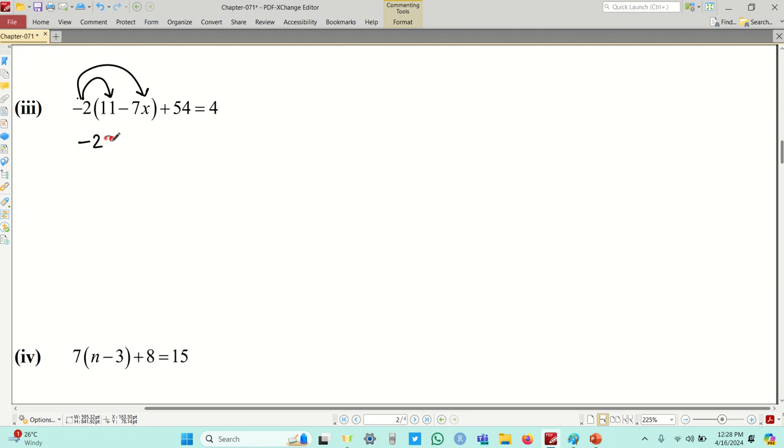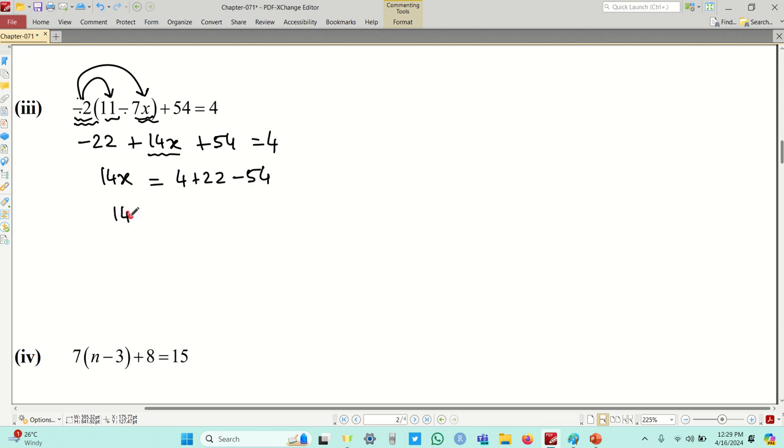Minus 2 multiply 11, minus 22. Now minus into minus is plus. 2 times 7, 14x. Plus 54 is equal to 4. Clear? So what are we doing? First we are multiplying this 2 with 11, then this minus 2 with minus 7x. Now only one variable term is here. So 14x, and shift everything to the right side. 4. Now this minus 22 will become plus 22. This plus 54 will become minus 54.